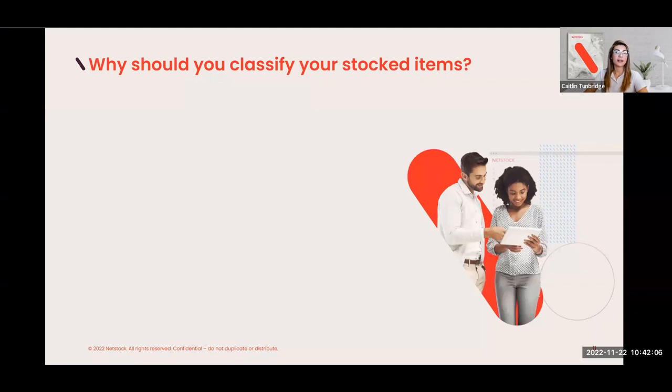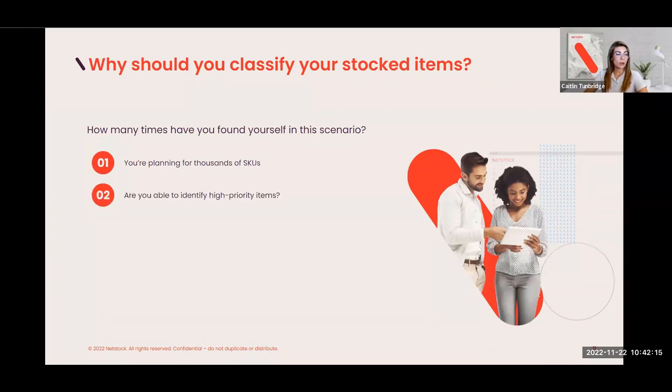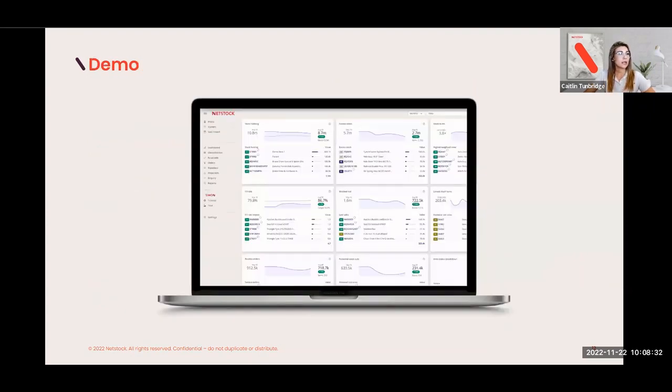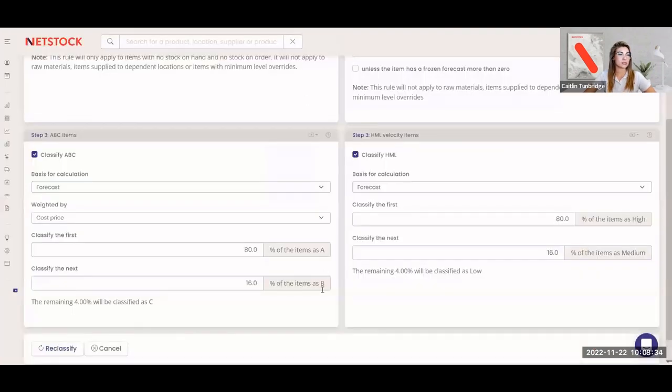Why should we be classifying those stocked products? Well, do you find yourself planning for many SKUs, especially in multiple locations? Are you able to identify which are your high priority products? Do you know which items you should be reordering? Which of your products are sitting in excess, tying up working capital? And which items need your attention today? So first, let's take a look at how classification works in Netstock.